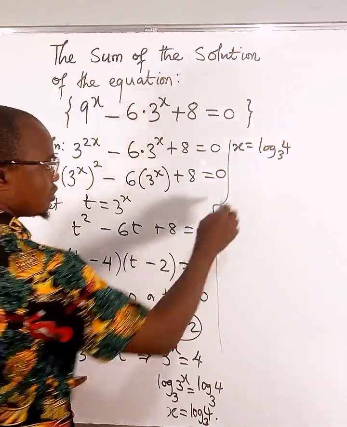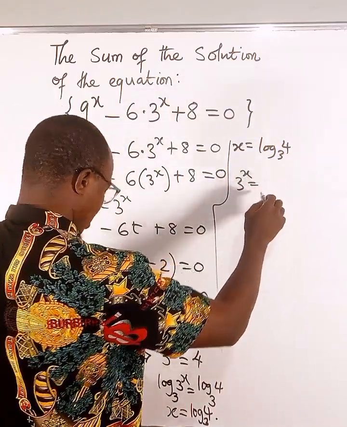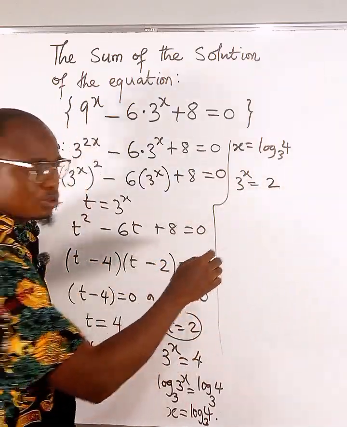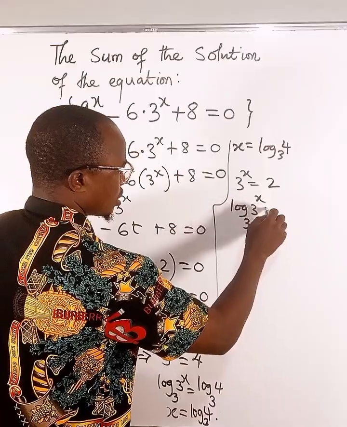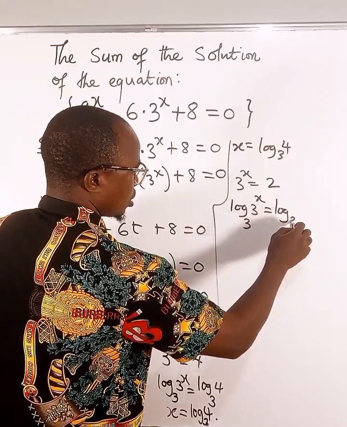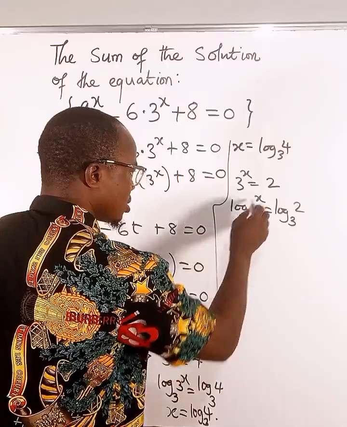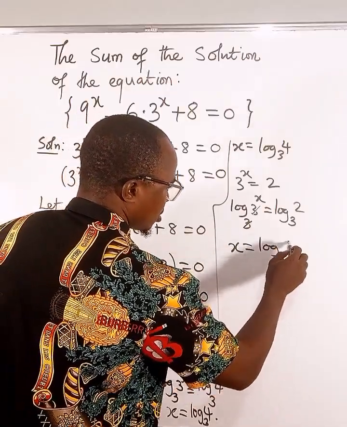When t equals 2, we have 3 to the power of x equals 2. Understood? So we're going to have log base 3 of 3 to the power of x equals log base 3 of 2. So this cancels this, and we have x equals log 2 base 3.